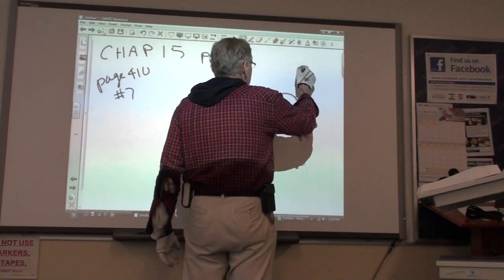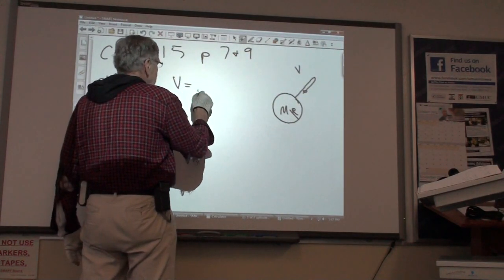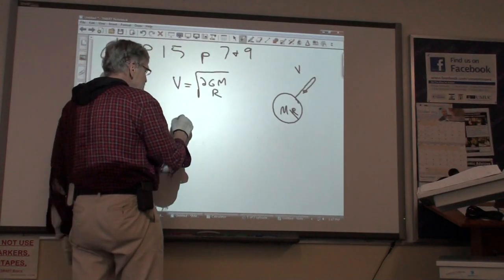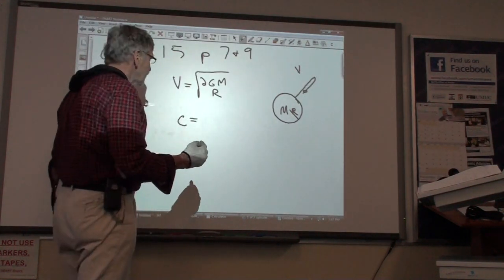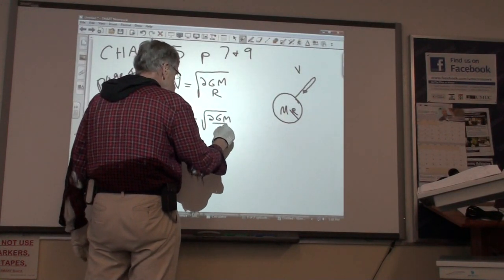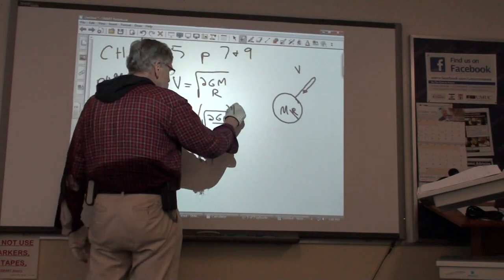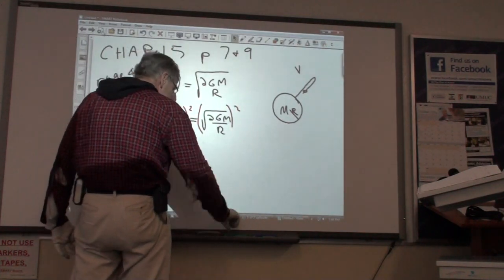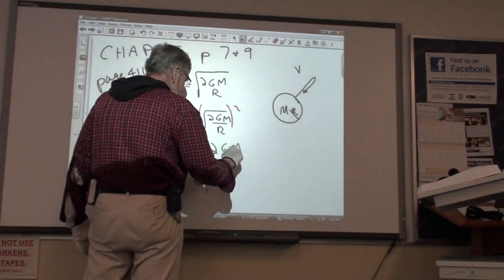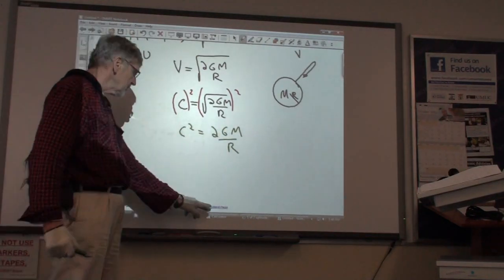Now the escape velocity of an object is given as the square root of 2GM over r, and in this case the speed is the speed of light, so we change v to c, and it's the square root of 2GM over r. If we square both sides, then we see that c squared is equal to 2GM over r, because the square of a square root is just the object itself.